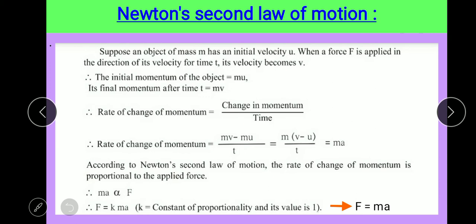Let us move ahead, students. We have seen how to derive F is equal to ma. Students, remember this formula, force is equal to ma. This question will be repeated again and again. This formula will come again and again in front of you. If you remember it, it will be good for you. Otherwise you will be in trouble when you continue with your 10th standard, students.